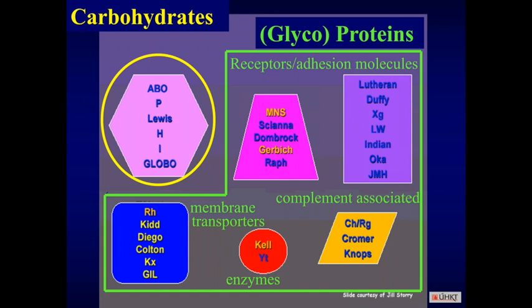We can recognize two big families of blood groups. One is biochemistry based on carbohydrate chains, and this group contains the most important blood group system, the ABO system, which is the most important system for transfusion and is also linked to transplantation medicine. The second group is the protein group. We have proteins which act as receptors, adhesion molecules, membrane transporters, membrane enzymes, and proteins associated with complement regulation.